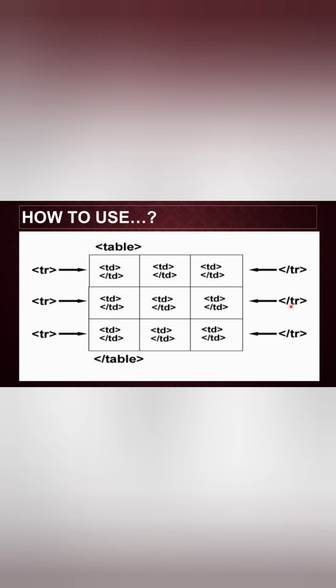Then you have to close the tr tag. Then again for the next row, again you have to open the tr tag and again you have to enter these td pair of tags and close the tr tag. Then you have to close the table. Clear?